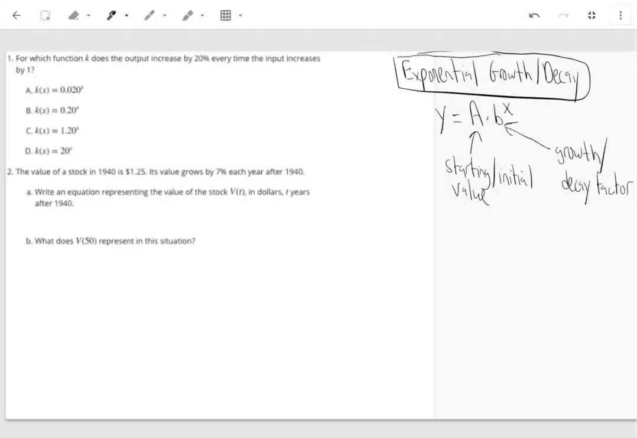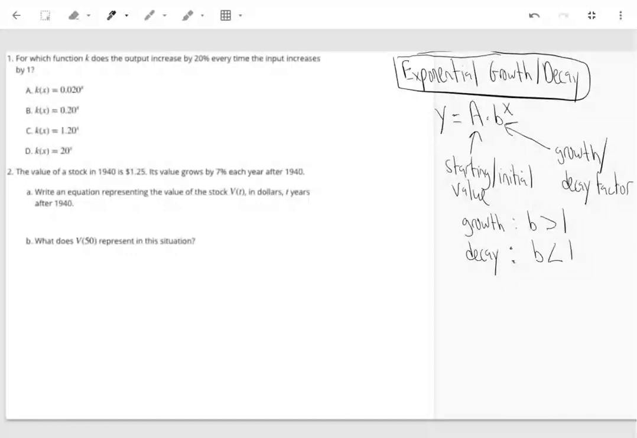So our B value, our growth or decay factor: if we are having exponential growth, B is going to be greater than 1. Your growth factor is going to be greater than 1. If it's exponential decay, in other words, if the value is decreasing, your decay factor, your B value, is going to be less than 1. So that's an important thing to realize.